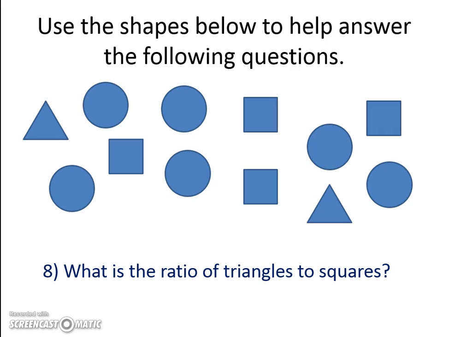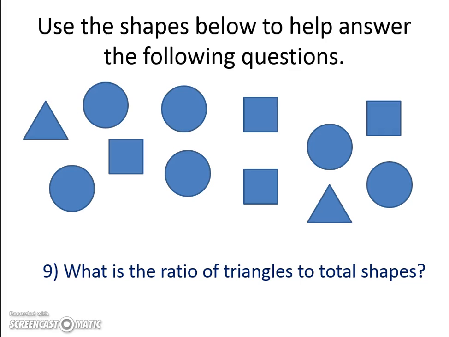Try this one. Pause the video and write the ratio of triangles to squares in simplest terms. Okay, let's check your work. There are 2 triangles and 4 squares, so my ratio is 2 to 4, or in simplest form, 1 to 2.